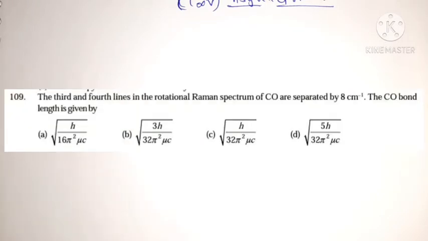It says the third and fourth lines in the rotational Raman spectrum of carbon monoxide are separated by 8 cm inverse. The CO bond length is given by, and we have 4 options. You must find the CO bond length out of these 4 options, and we have a value of separation between the third and fourth lines. This question is also coming for 4 marks. So let's do the solution of this question, friends.